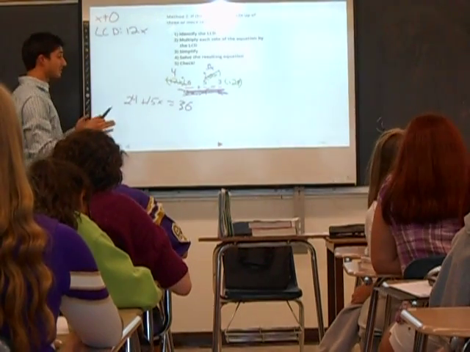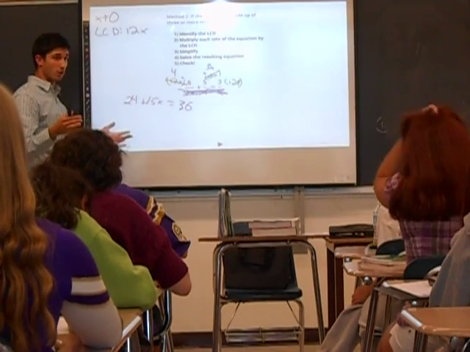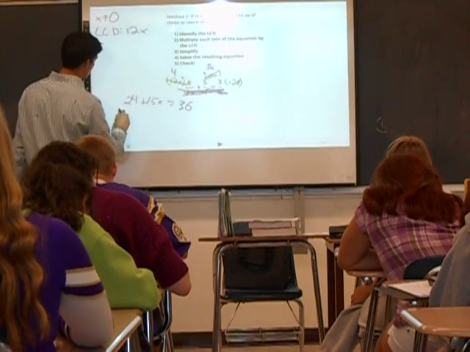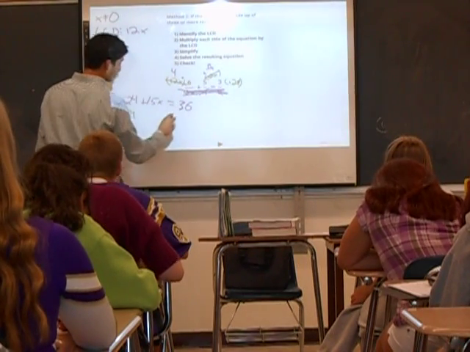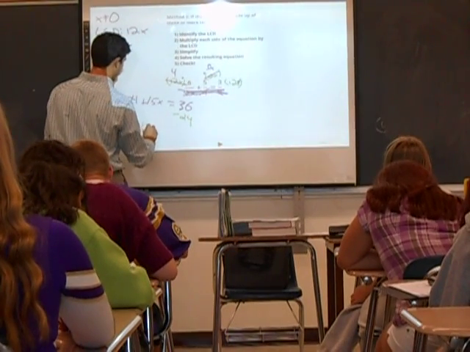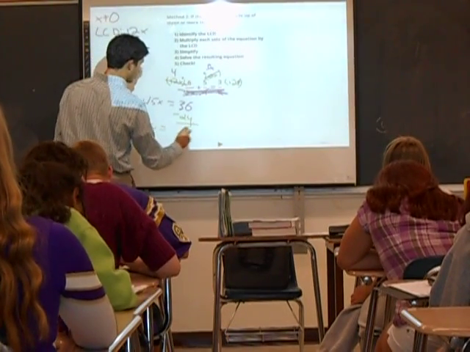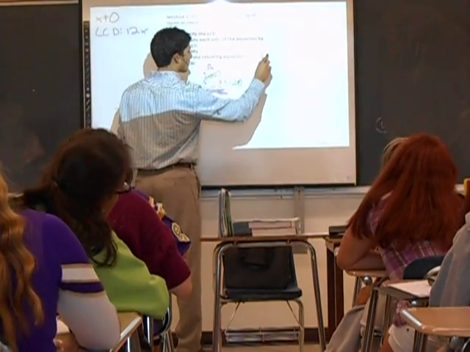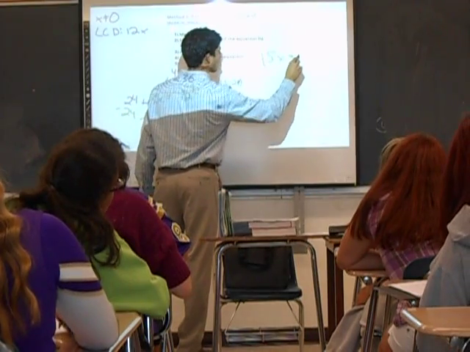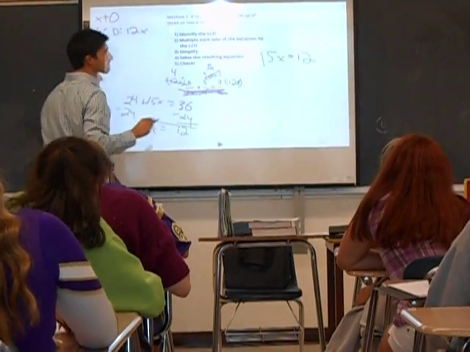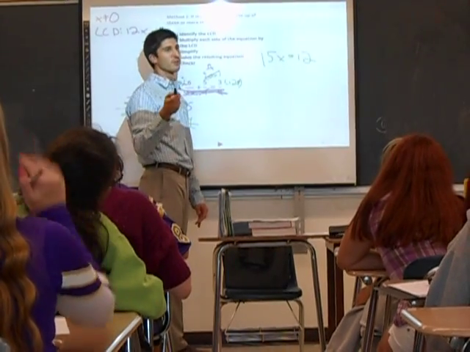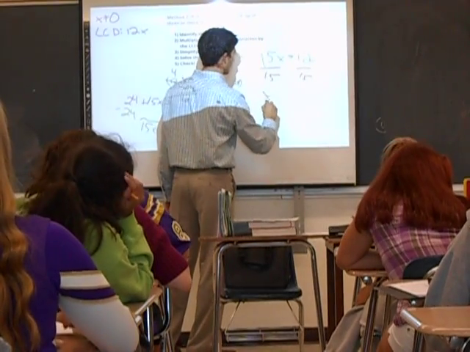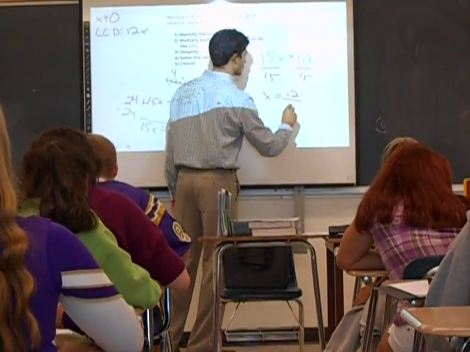And now what we want to do is isolate the x just like we would in a regular equation. Right? So what are we going to do, Phil? Subtract 24 from both sides. And we're left with 15x is equal to 12. So now we have 15x is equal to 12. And what are we going to do? Will? Divide by 15. Okay, x equals 12 15ths.